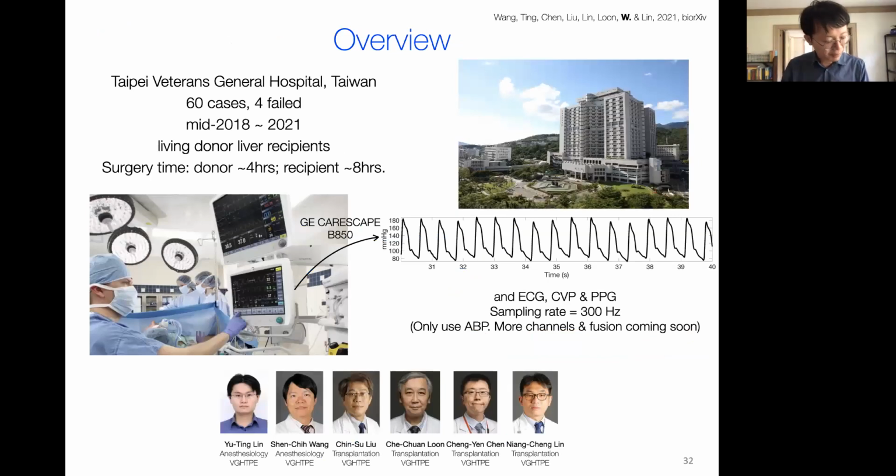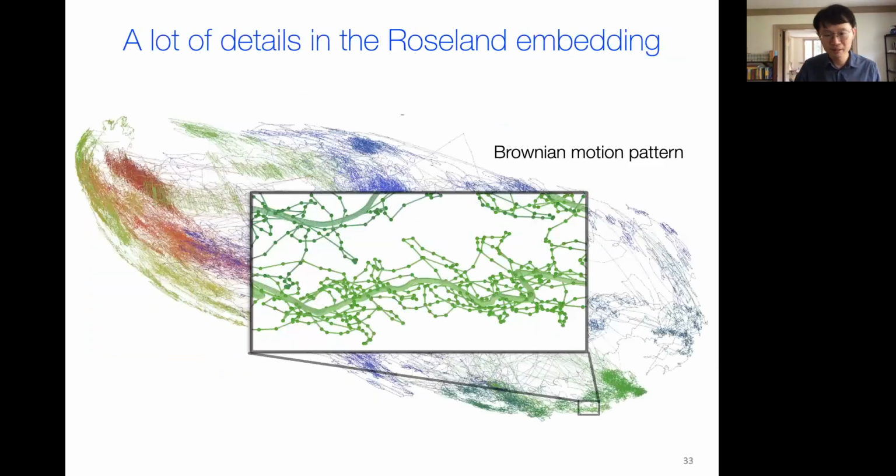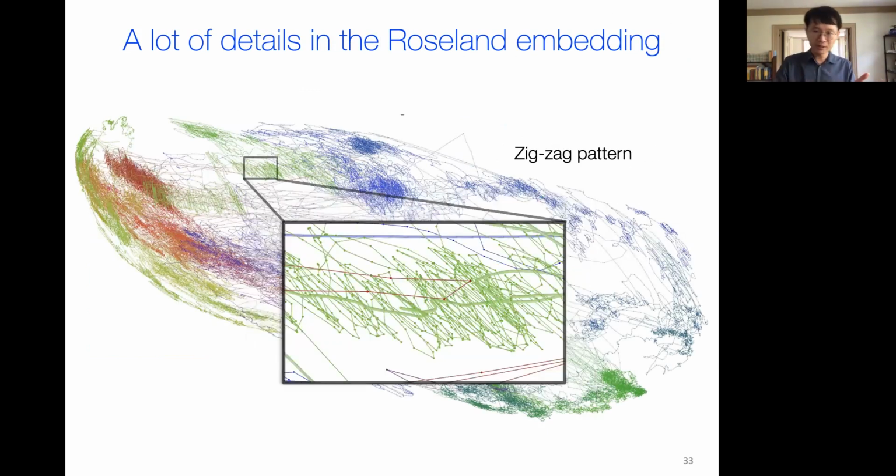Okay, so in the final 1 minute, I'll just go over the liver transplant clinical data. So it's collaboration with physicians, surgeons in Taipei Veterans General Hospital, which was my training hospital back in my medical physician life. And they're all my collaborators. They collected 60 cases within some years. Okay, and you can see a lot of different geometric structures in the Roseland embedding. For example, over this part, it is like a Brownian motion. Over this part, it's like zigzag.